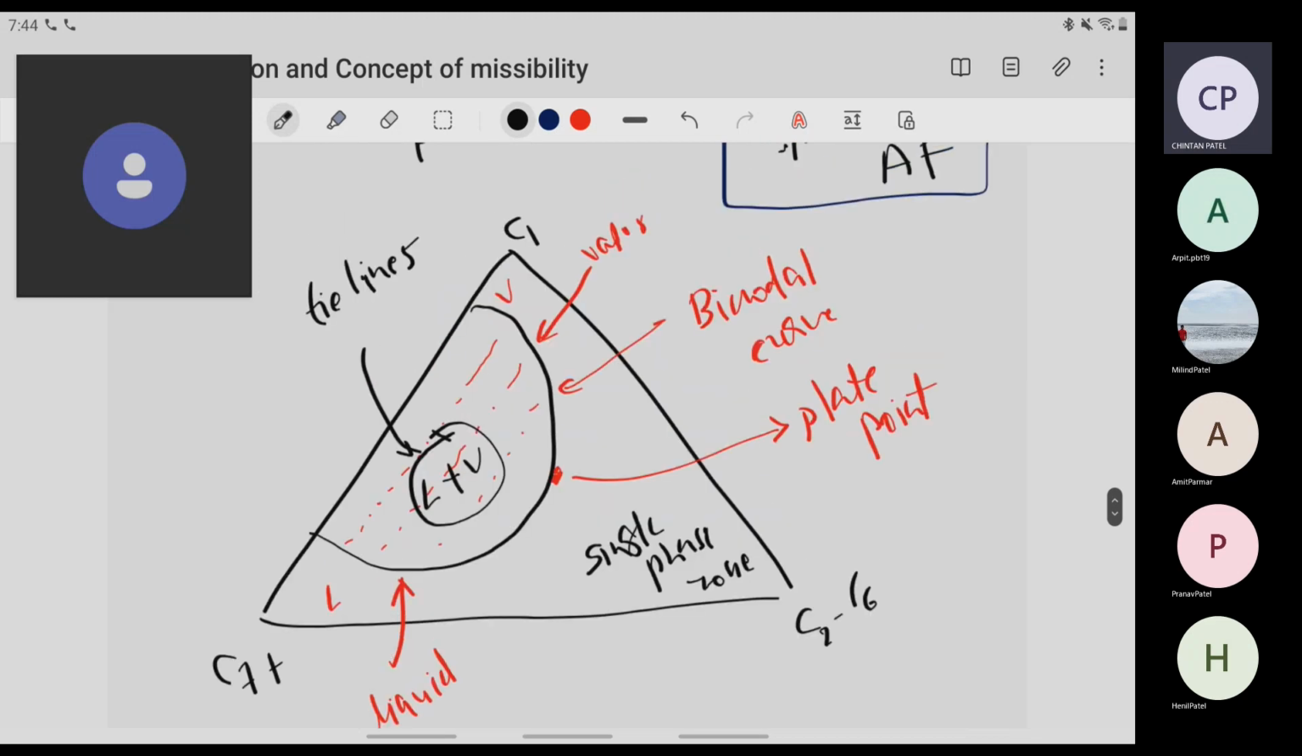So let's start. We know this is a single phase zone, so I can say this is a miscible zone. The entire outside of this binodal curve is a miscible zone. This plait point is a similar kind of thing to a critical point, so we can consider this point as a critical point also. This is the binodal curve. Like we have a bubble point curve and dew point curve, in the same way this is the binodal curve. Towards the liquid side we have a bubble point curve, and towards the gaseous side we have a dew point curve. Inside this zone, liquid and vapor phases both coexist.